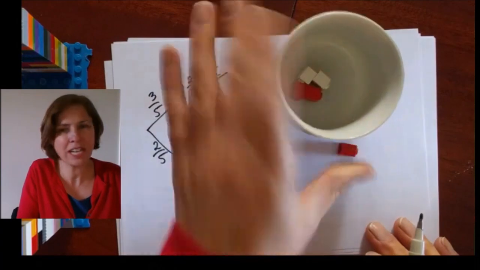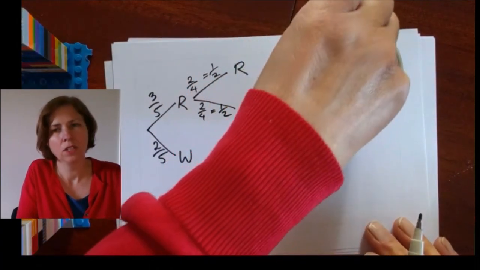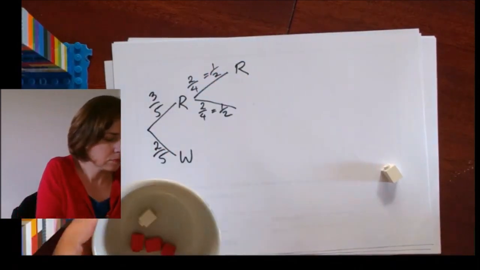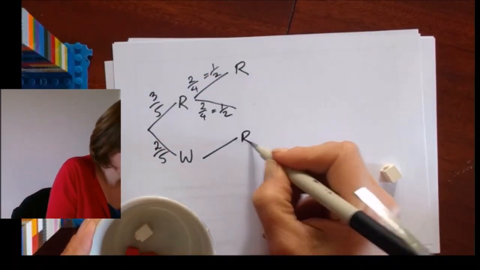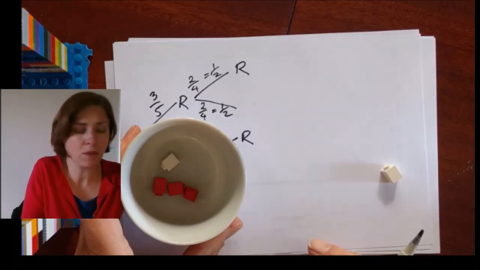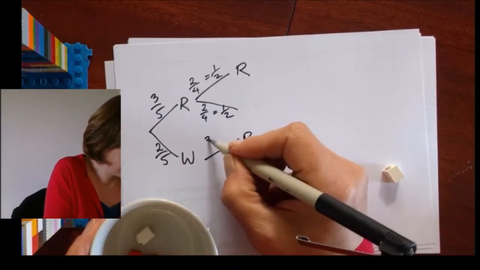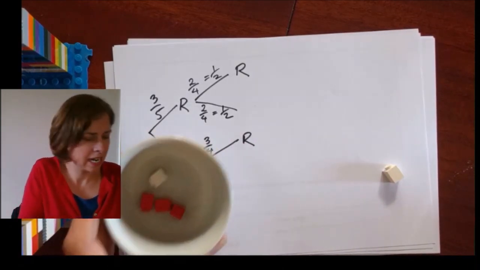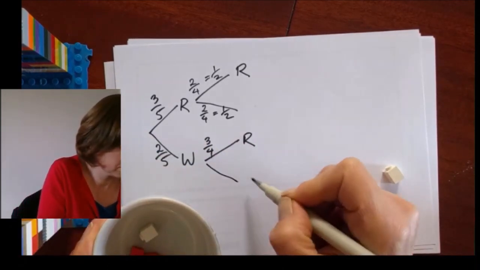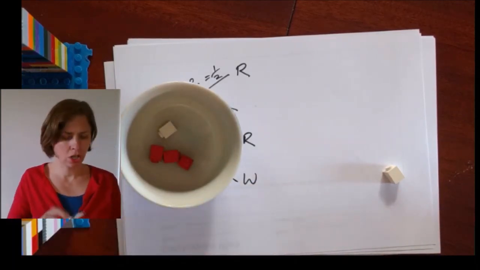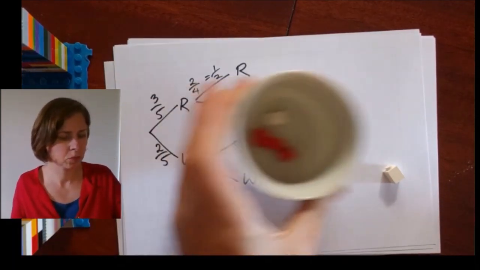Okay, what if I didn't choose red the first time? What if I got a white one the first time? What's the chances now of pulling out a red one? It's 3 out of 4. What's the chances now of pulling out a white one? 1 out of 4.